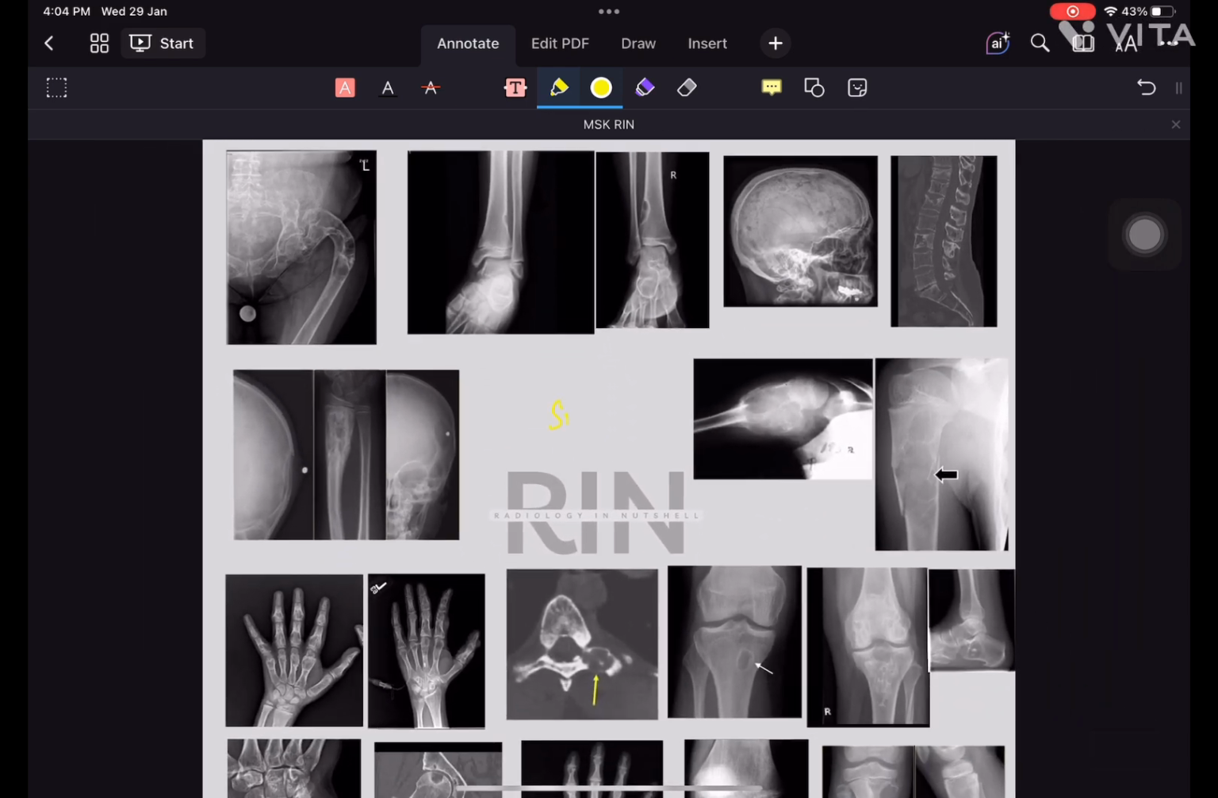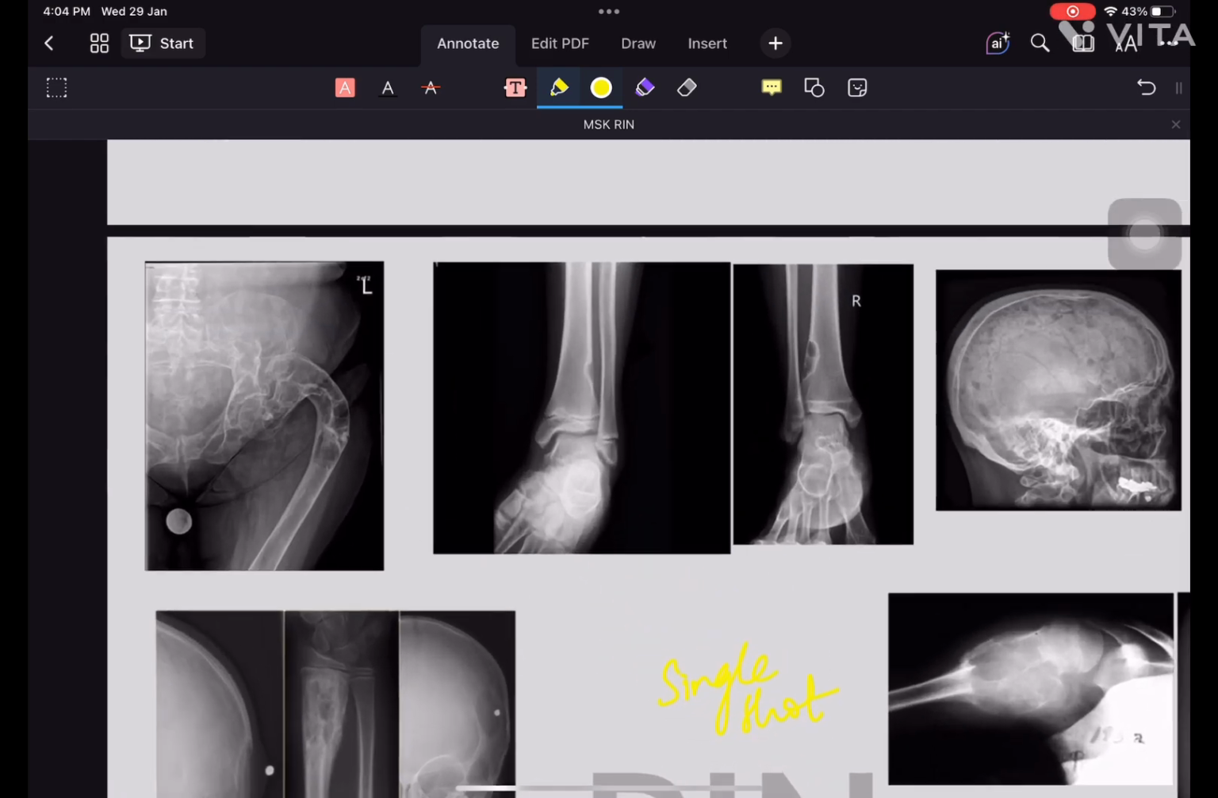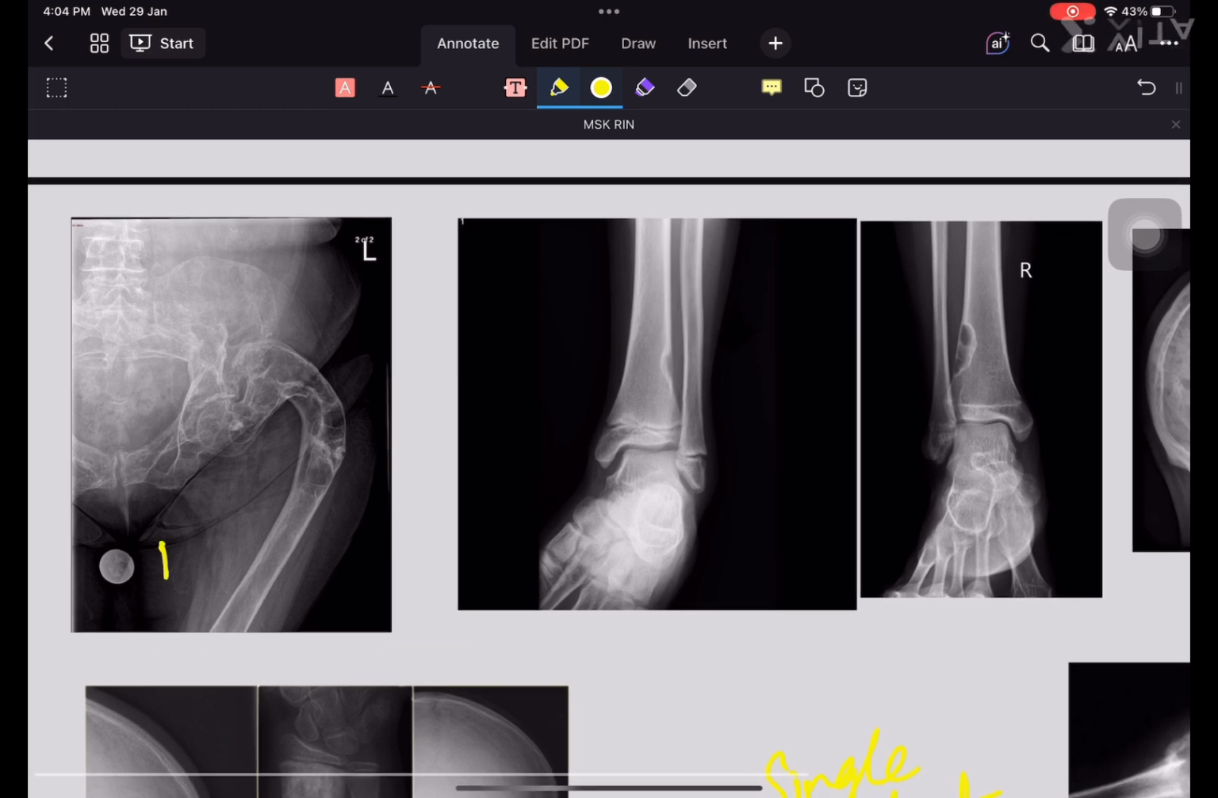So this one image summarizes more or less all the lucent lesions of the bone. I'll take you through each image. Now the first image is about the first letter F, which is fibrous dysplasia.